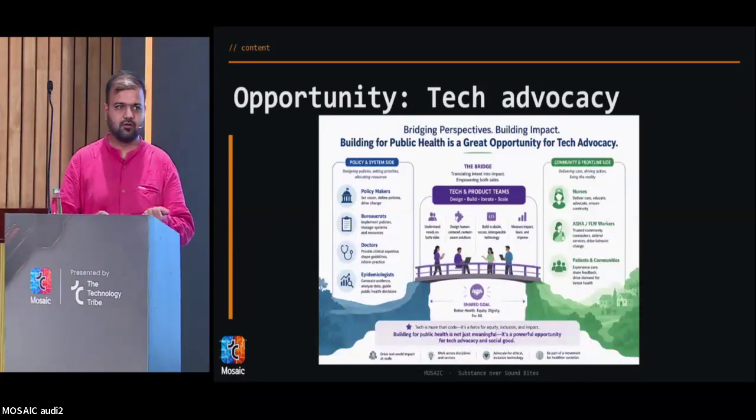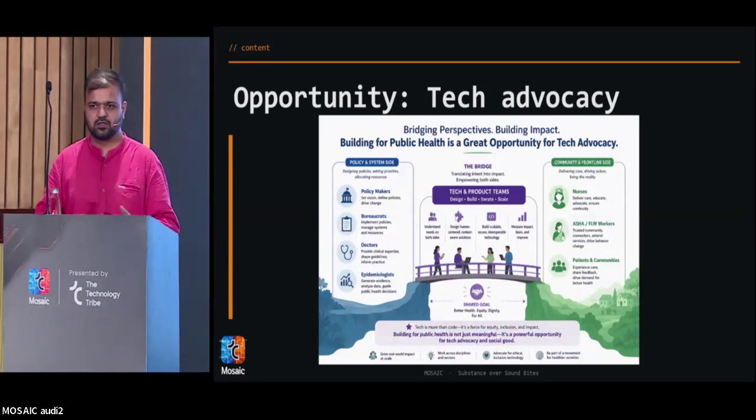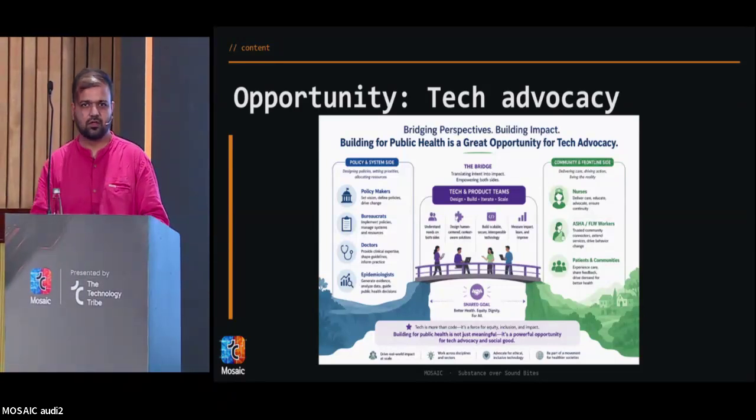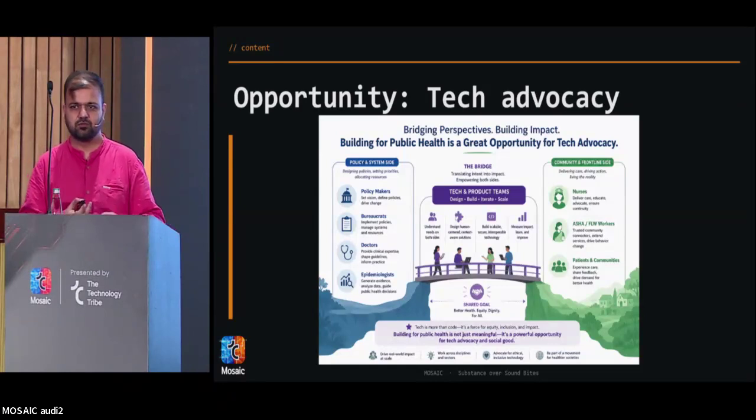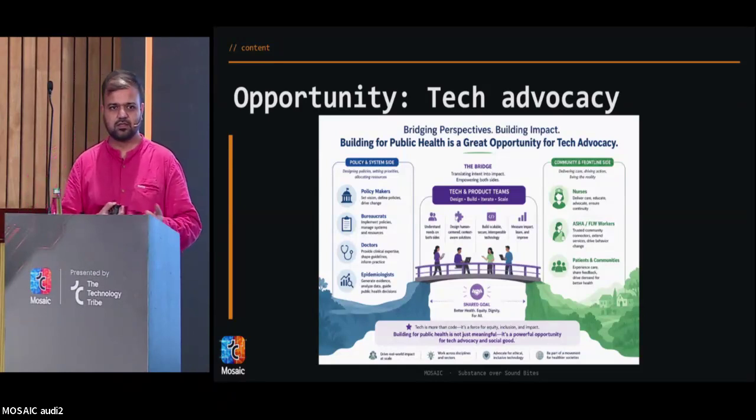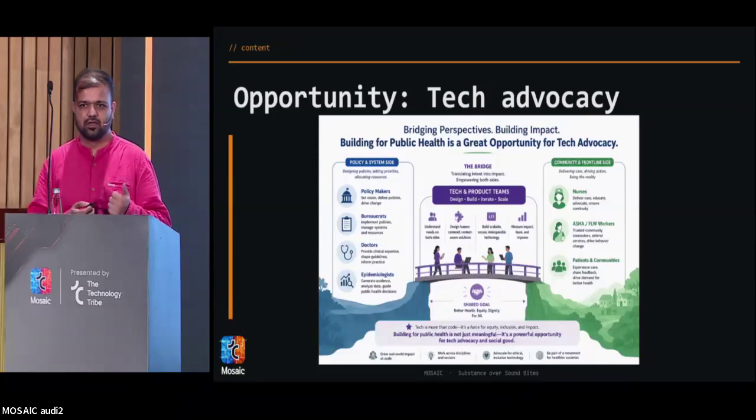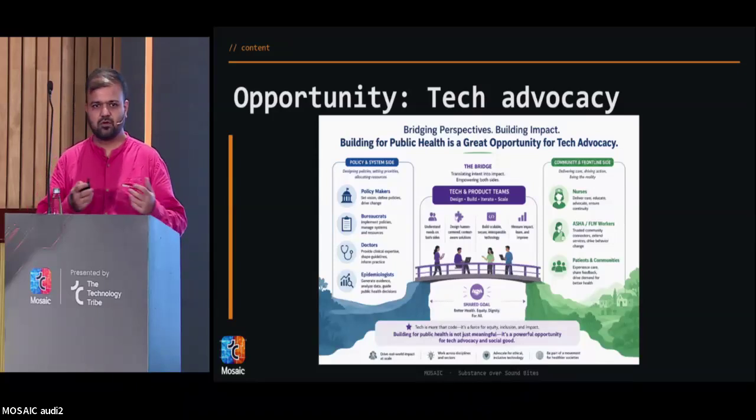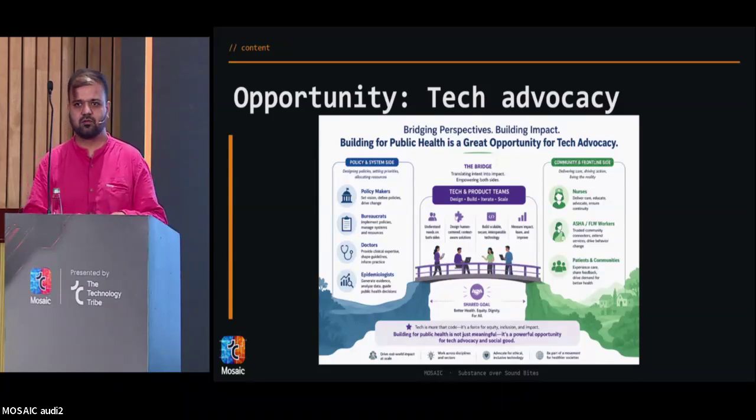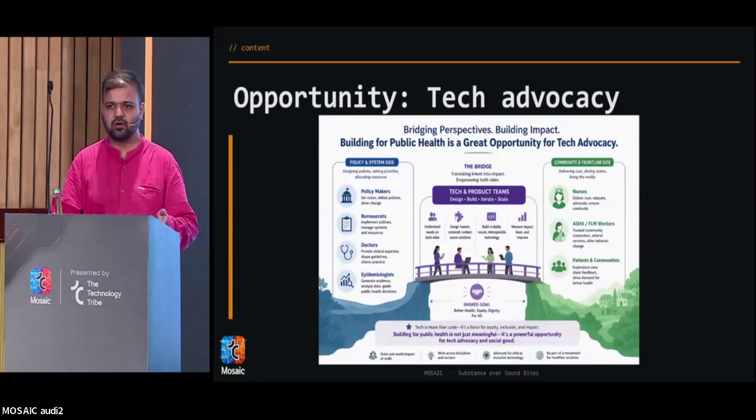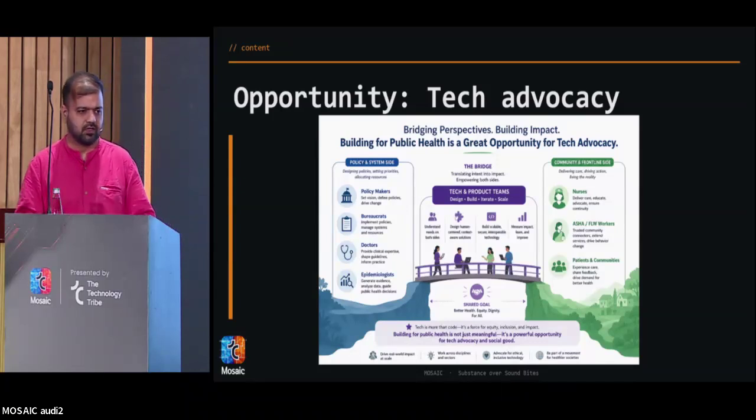Okay. Finally, I would like to get to what opportunities do we have as tech and product teams in this system. When you're working in the public health system, you're interacting and collaborating with policymakers, public health experts, doctors, nurses, and ASHAs. And as I said earlier, in a complex system, you have lots of misaligned problems. This is where there's an opportunity for tech and product teams to come and act as a bridge and solve these problems in a unique and novel way.